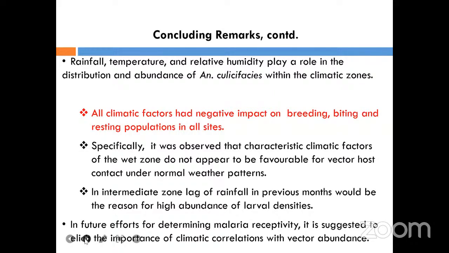In the intermediate zone, lack of rainfall in previous months would be the reason for high abundance of the larval density. Therefore, in future efforts for determining malaria receptivity, we suggest to elicit the importance of climatic correlations with vector abundance.